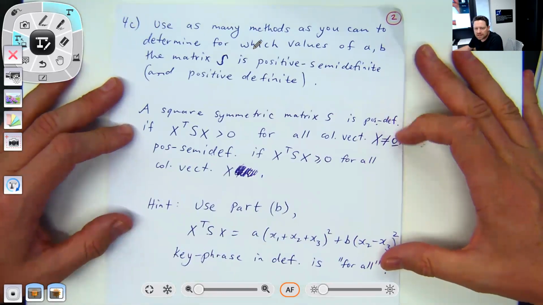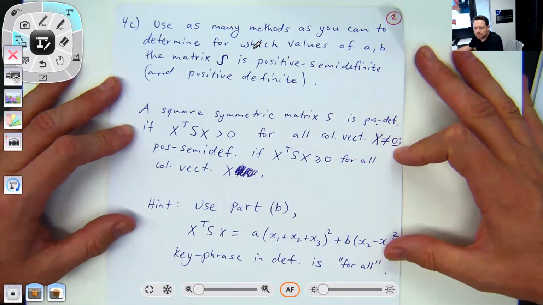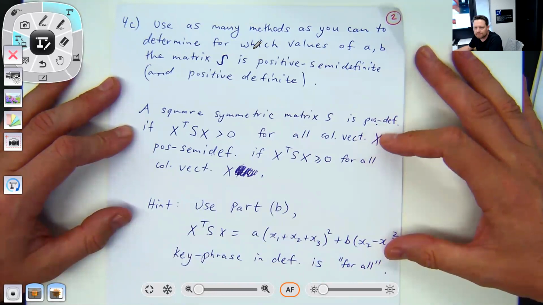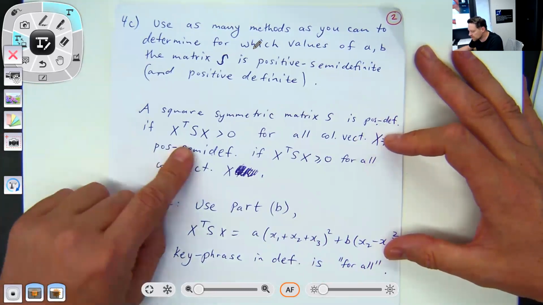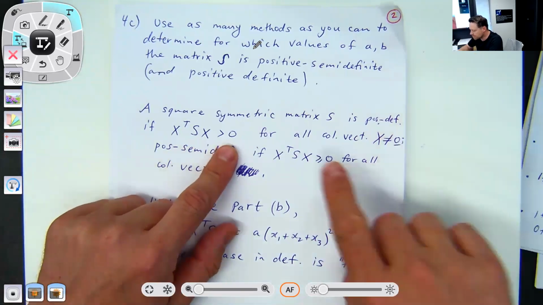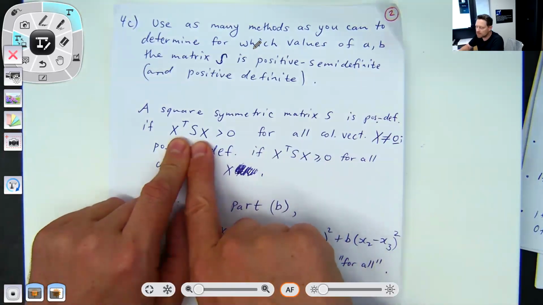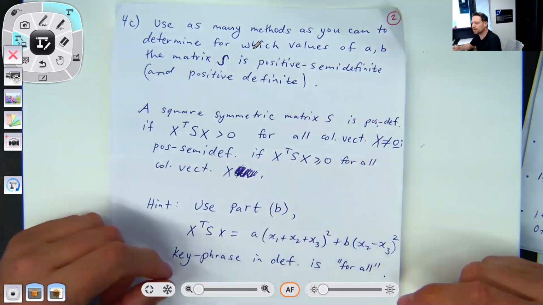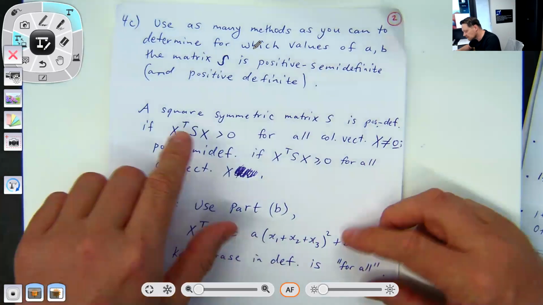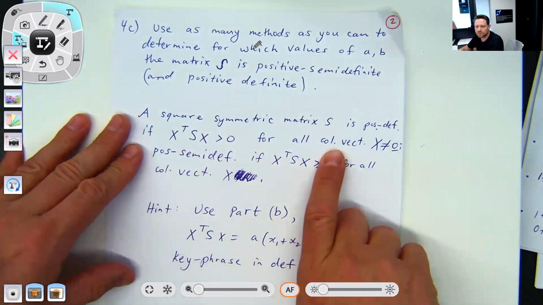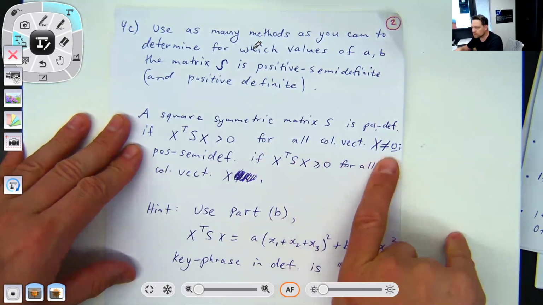Okay, so basically you have this. A square symmetric matrix is positive definite, and you can see I've abbreviated it there, if x transpose S x is positive. Remember that's a scalar, right? When you multiply it all out, it's a matrix with one scalar in it, but you can think of it as a scalar. If this is positive for all column vectors x not equal to 0.